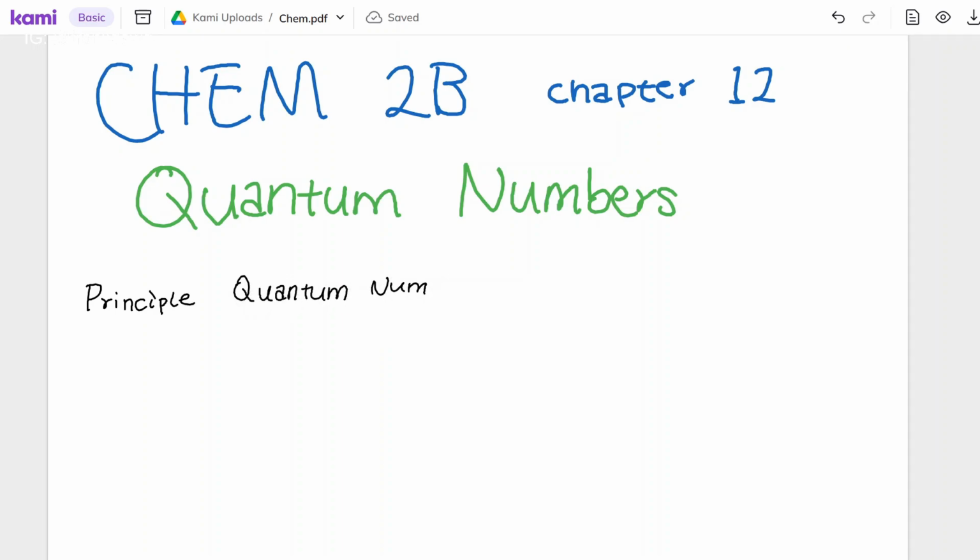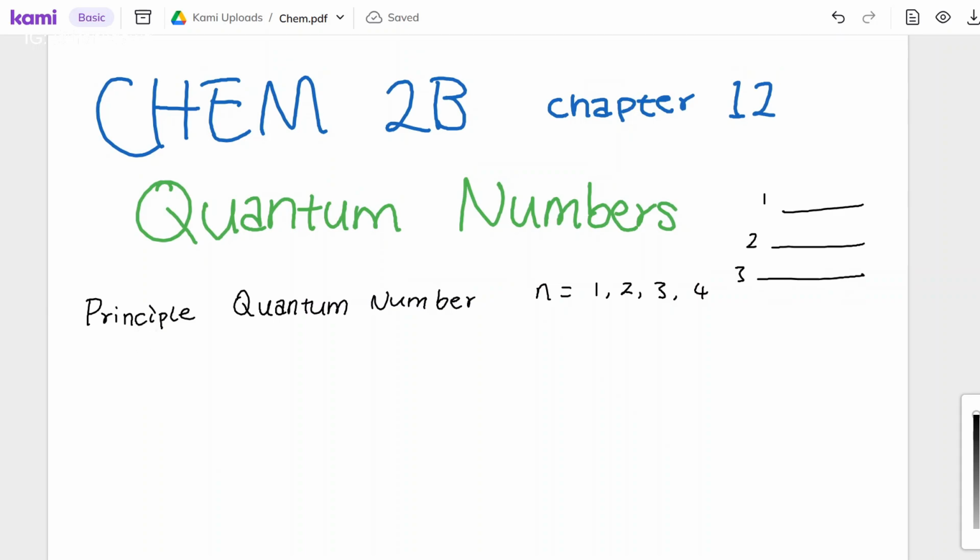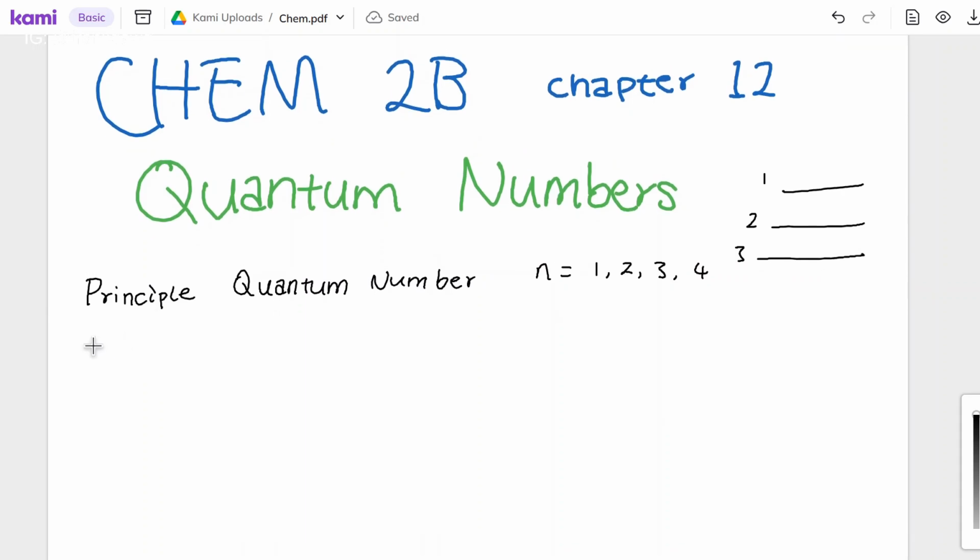What this is, is something that we've already used a lot. It's the n, so the row of the periodic table. That's the easiest way to remember this. For this class, it's usually going to be either 1, 2, 3, or 4. As you go down the periodic table, the number increases. The first row is 1, the second row is 2, and the third row is 3.